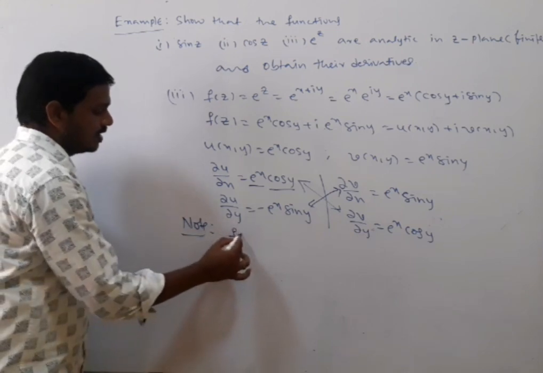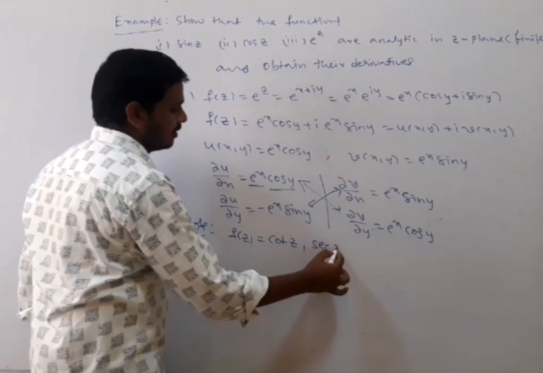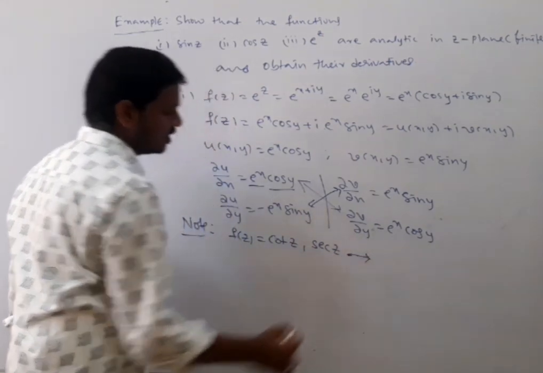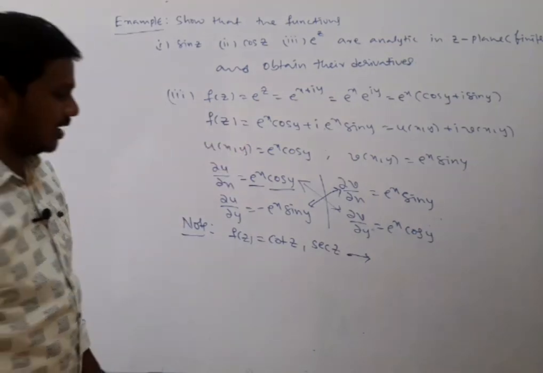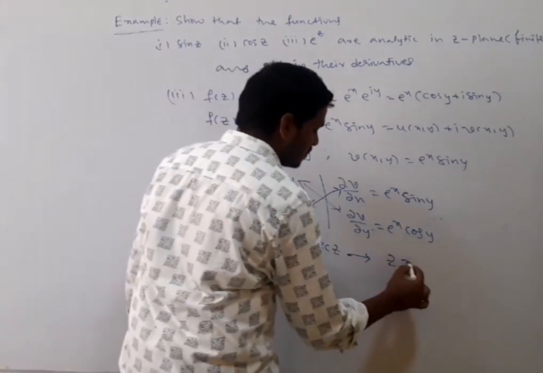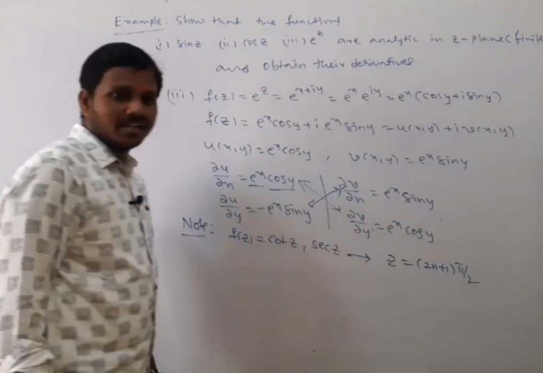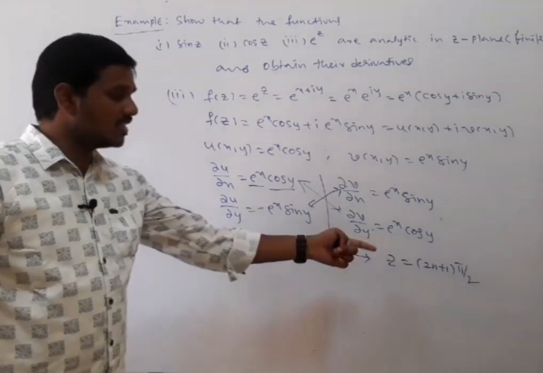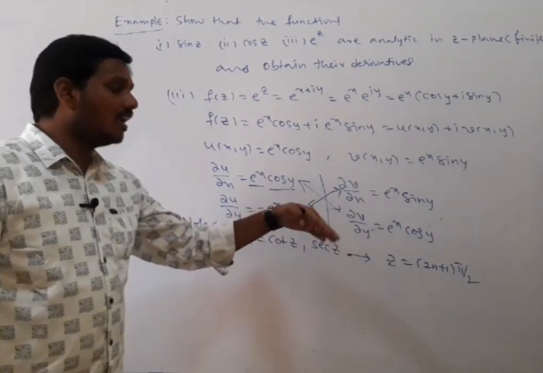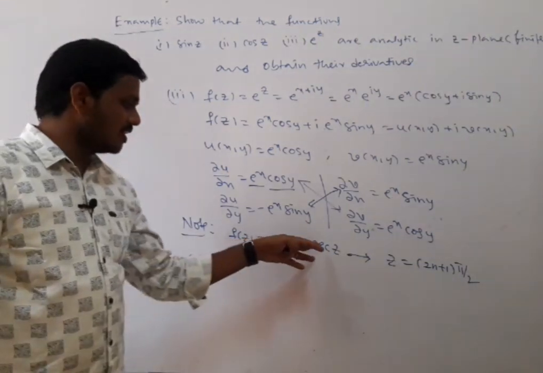If you take f of z is equal to cot z or secant z, these two functions are not defined at odd multiples of pi by 2. If you take z equals (2n plus 1) times pi by 2, the function is not continuous. Not continuous means not differentiable. At odd multiples of pi by 2 it is not differentiable, and other than (2n plus 1) pi by 2, the function is analytic. Is it clear for cot z and secant z?